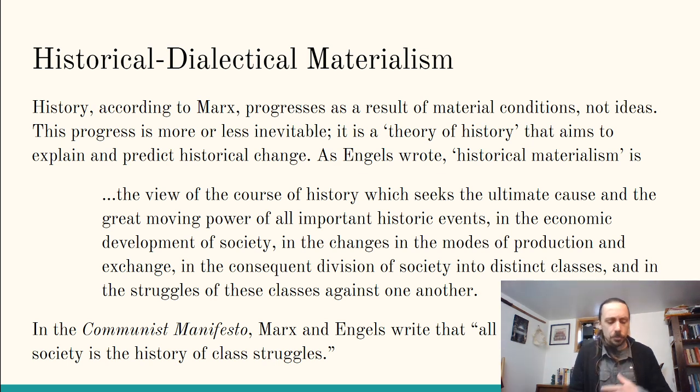So as Engels wrote, who's the co-author of the Communist Manifesto, he says, look, our view of the historical development is that the course of history, which seeks the ultimate cause and the great moving power of all important events, is in the economic development of society, in the change of the modes of production and exchange, the division of society into distinct classes, and in the struggles of those classes against one another. All society is just the history of the struggle between classes. So this is a very deeply theoretical view and type of analysis, which really pulls apart from fascism, which is an anti-theoretical view.